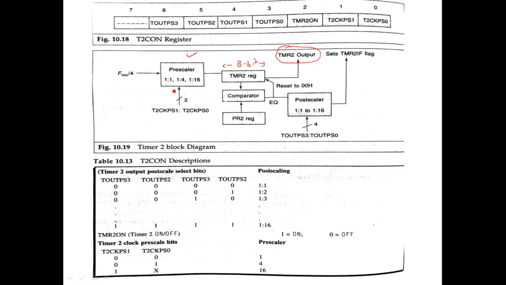Now the maximum prescaler is 1 to 16. That means this frequency will be divided at the most by a factor of 16. That means effectively it's a 4-bit prescaler, 4-bit prescaler maximum. Whatever is the input frequency, it will be divided by a 4-bit prescaler. 4-bit, you understand. 1 1 1 1. And then that frequency is supplied to the actual timer 2 register.